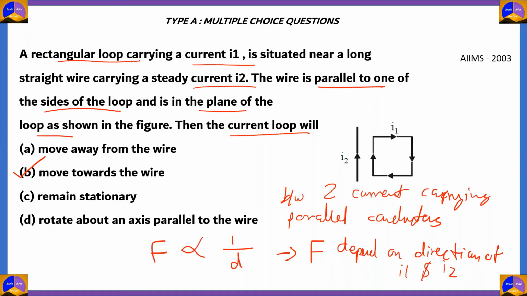Option A, move away from the wire, will be true when the current flows anti-clockwise. So it is incorrect. And in this situation, the conductor doesn't usually remain stationary because of the force due to the magnetic field of the two current carrying parallel conductors. And option D, rotate about an axis parallel to the wire, is also incorrect.